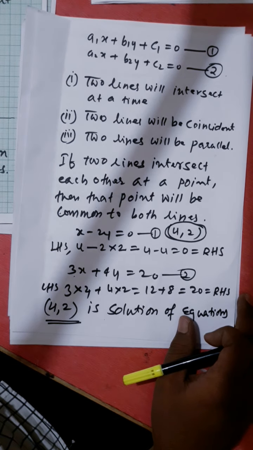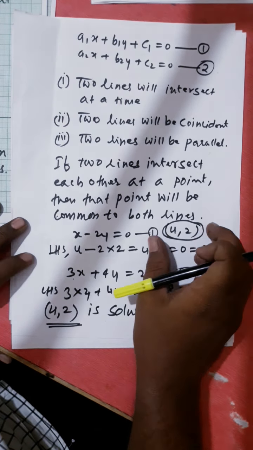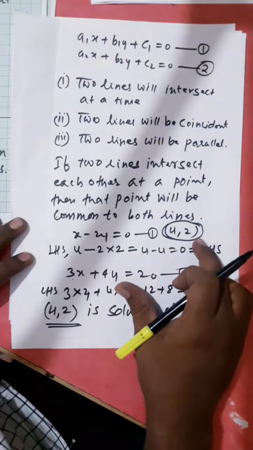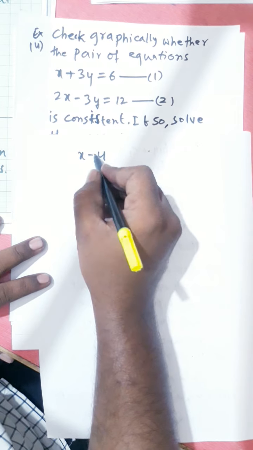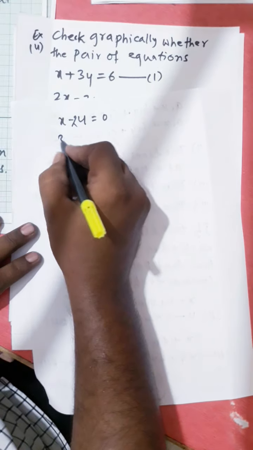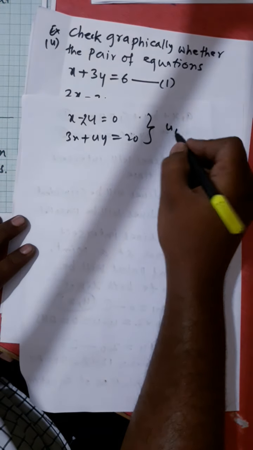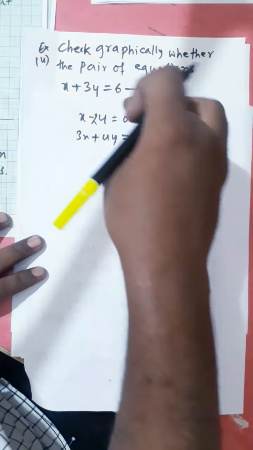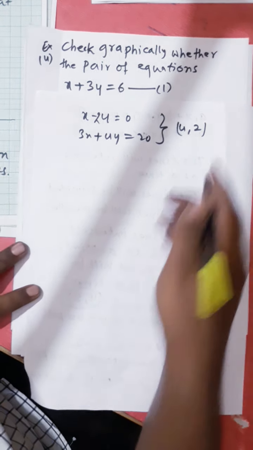In video number 1 I explained what a solution is. Solution means a pair of values of x and y which satisfies both the equations. Since it is the only one common point, we say that this set of equations, x minus 2y is equal to 0 and 3x plus 4y is equal to 20, they are intersecting at only one point, 4 comma 2, which is satisfying both the equations. Then we say that this set of equations has only one solution, which is 4 comma 2.